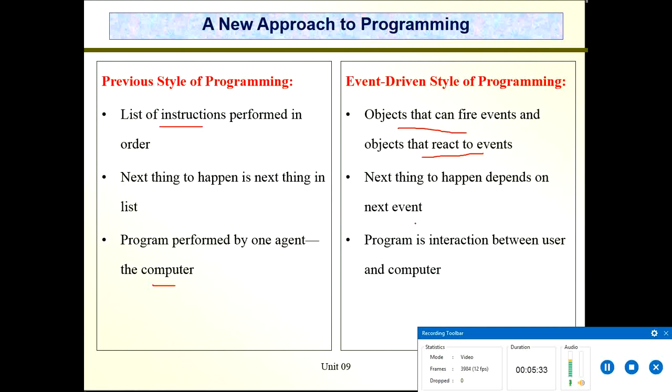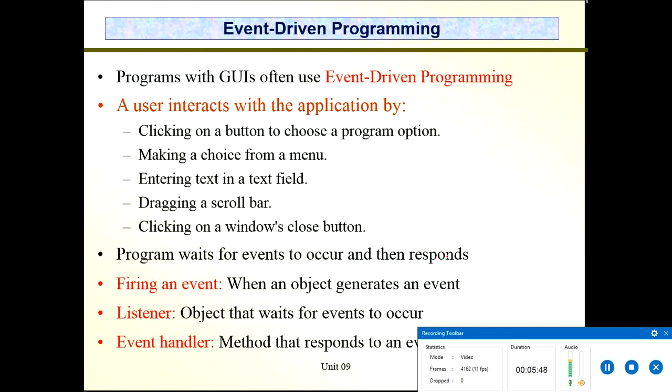The next thing to happen depends upon the next event. So what should happen next depends upon the event that will happen next. The program is an interaction between the user and the computer, a proper interaction. So that is the event-driven style of programming.